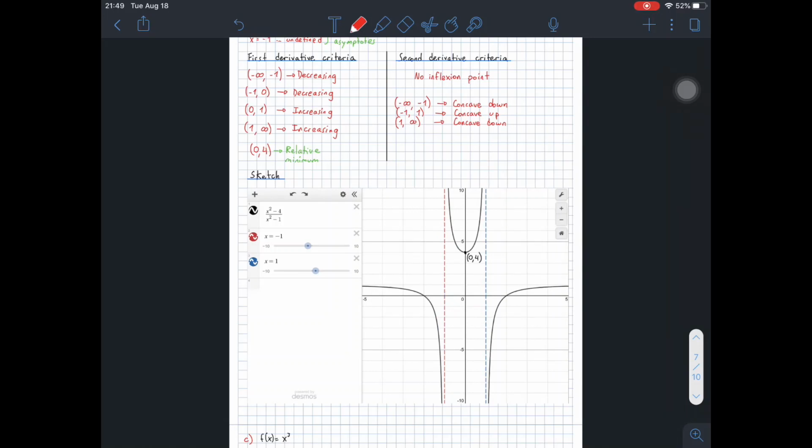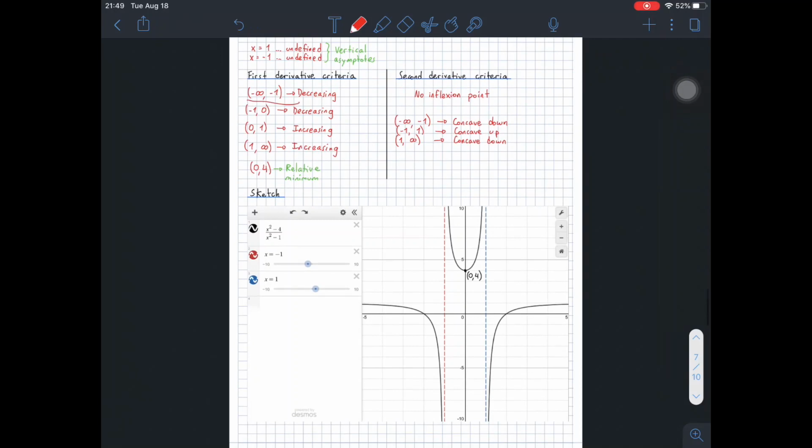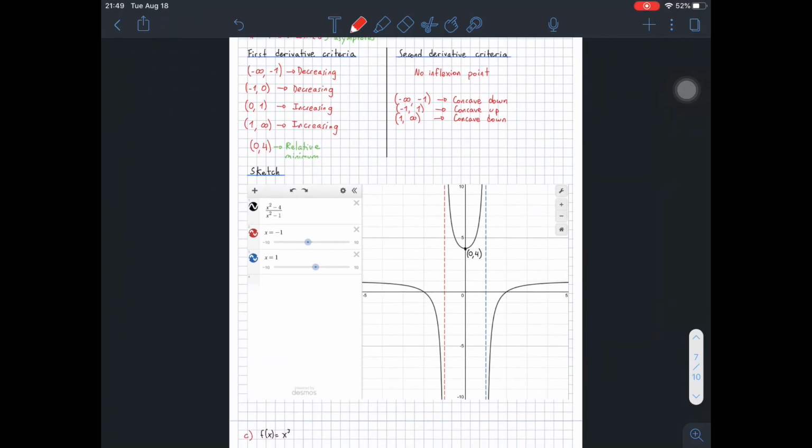So that's it for the function analysis. If we go then to the first derivative criteria, we found the intervals where the function is decreasing or increasing. Remember, I just copy-pasted the answers we got in the previous sections. From -∞ to -1, the function is decreasing, and that's exactly what we see. We come from -∞ and go to -1, which is a vertical asymptote, and for that interval the function is decreasing. It's going down, right?